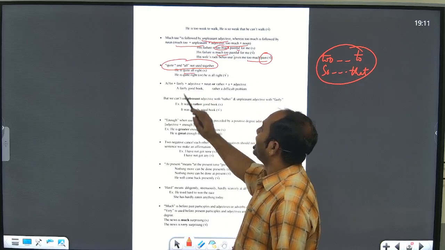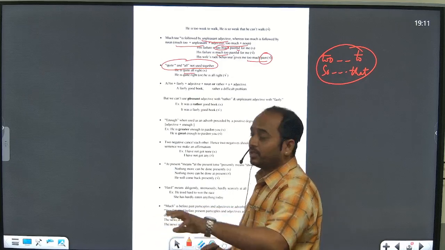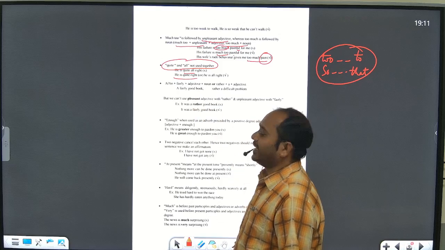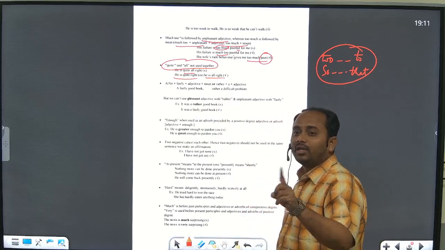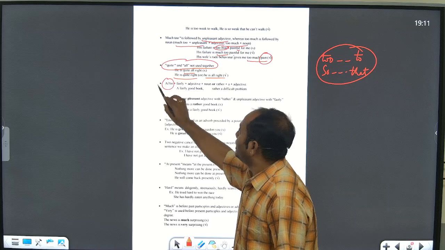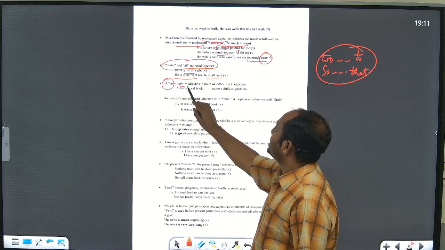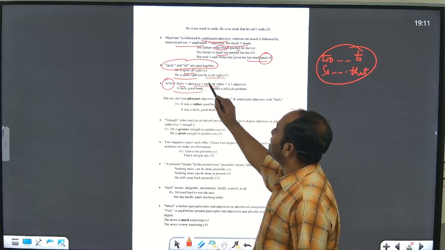Next, quite and all should not be used together. He is quite all right is wrong. You can use either he is quite right or he is all right, but don't use quite and all together at a time. Next, a or an, fairly plus adjective plus noun. A fairly good book. This is the format.